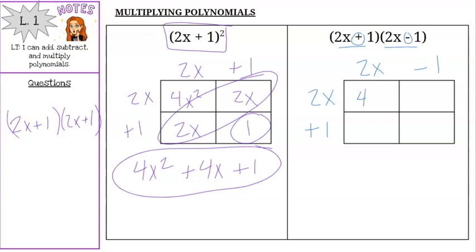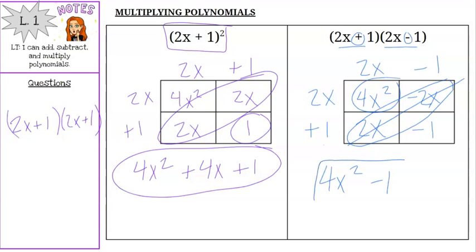2x times 2x is 4x squared. 2x times negative 1 is negative 2x. 2x times positive 1 is positive 2x. Positive 1 times negative 1 is negative 1. So when we add up our like terms, we have that 4x squared. And then we get negative 2x and positive 2x. Well, those are opposites, negative 2 and positive 2, so they make 0. They go away. And then we just have that minus 1.